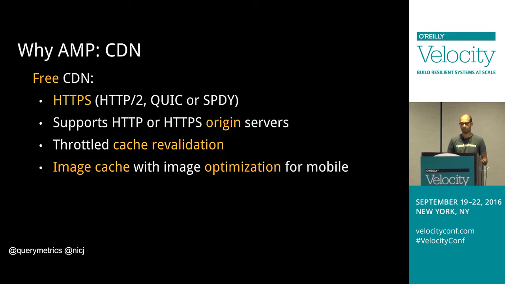The Google AMP cache also does image optimization. We've seen large images get scaled down to 1024 in width from something massive, and obviously this saves a lot of bandwidth. They're also able to change the encoding and use WebP for browsers that support it.